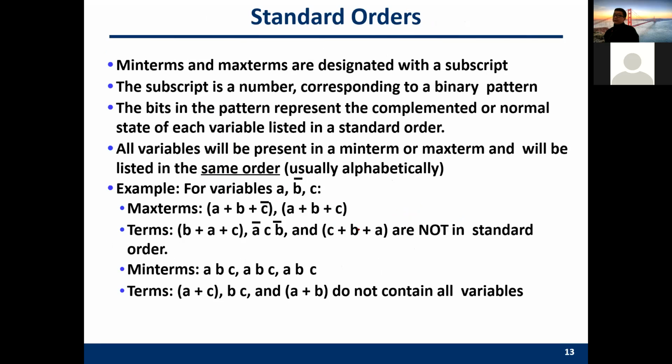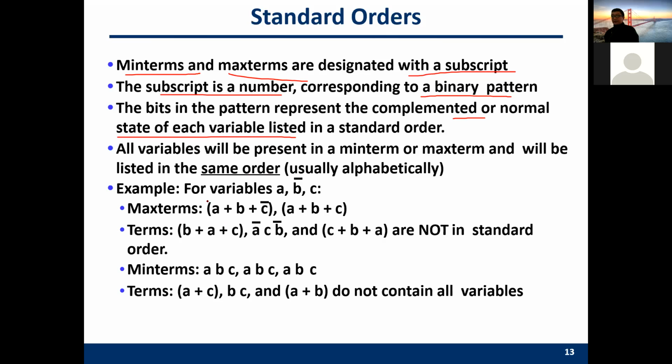And then we can summarize the so-called canonical form. In the canonical form, we have min terms and max terms with a subscript. The subscript is a number which corresponds to a binary pattern. The bits in the pattern represent the complement or the normal state of each variable, listed in the standard order. All the variables will be presented in a min term or max term, and they will be listed in the same order, typically alphabetical order.